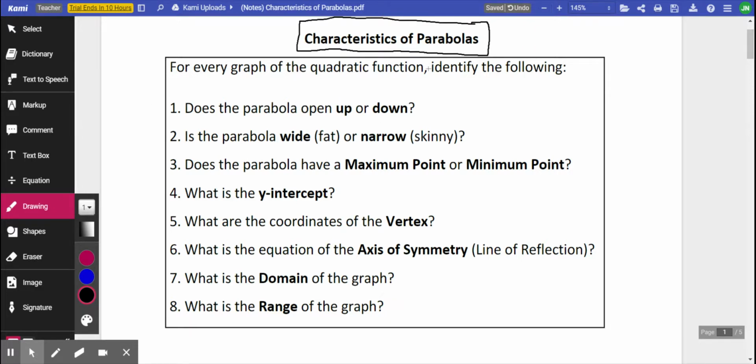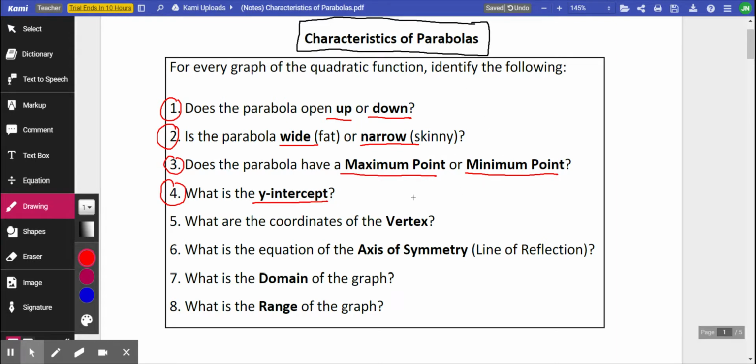So for every graph of the quadratic function, we need to identify the following. First, we need to figure out, does the parabola open up or does the parabola open down? So we can do that based on a few characteristics. 2, is the parabola going to be wide, or is the parabola going to be narrow or skinny? However you want to word that. 3, does the parabola have a maximum point or does the parabola have a minimum point? You could figure that out as well. Number 4, what is the y-intercept?